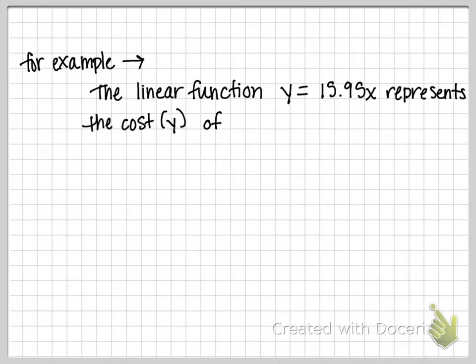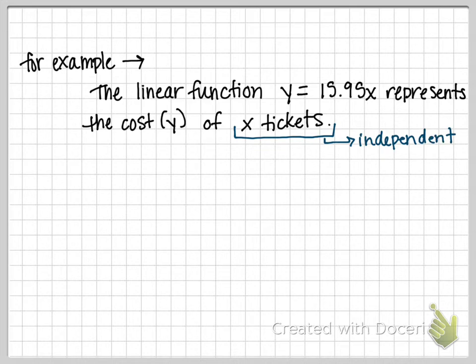An example of what would be a discrete domain. For example, it says the linear function y equals 15.95x represents the cost y, so y is our cost, of x tickets. Now, in order to determine domain, we're always looking at the independent variable. Which one of these is the independent variable? The amount of tickets. Correct. This is our independent variable, right? Because you can buy however many tickets you want, and that will give us the cost. So the cost depends on the tickets.